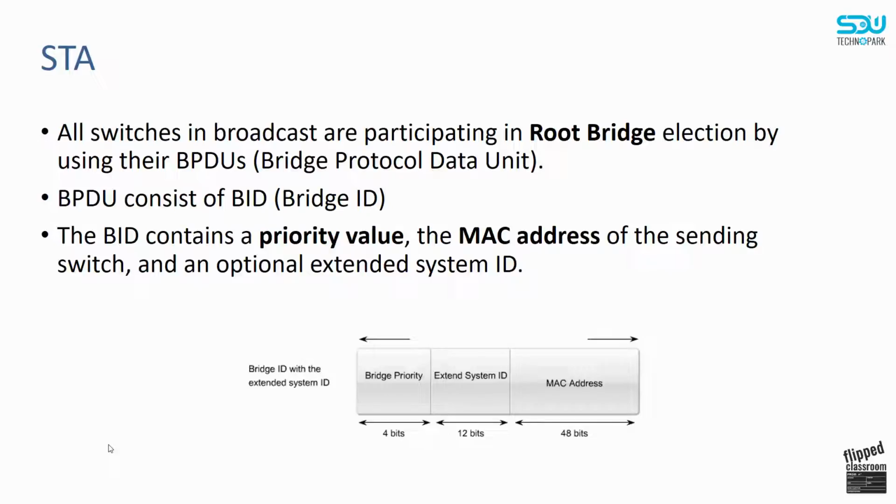BPDU, and inside this BPDU packet there is very important information called the BID, bridge ID, where the bridge ID consists of the priority value, the MAC address, and an optional extended system ID. It's actually the ID of the VLAN if you are using the PVST protocol, which is a Cisco proprietary protocol. Currently, let's take a look only at the bridge priority and the MAC address.